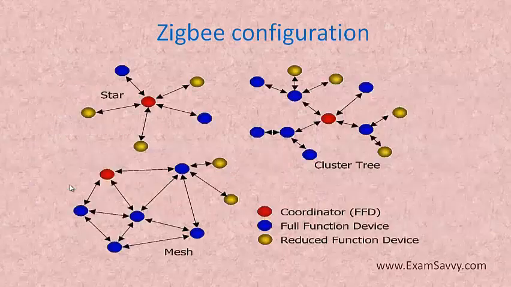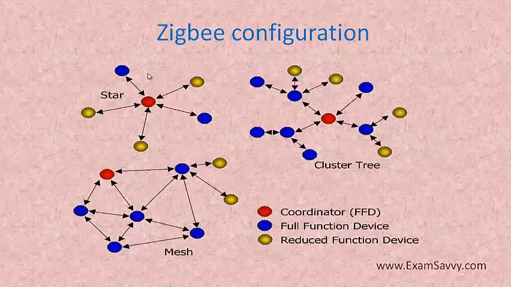In ZigBee, we have three types of configurations: star topology, mesh topology, and cluster tree. In all these topologies, we have at least one coordinator. Here the red mark indicates the coordinator. So in every topology there is a compulsion to have at least one coordinator. And gray with yellow coding is the reduced function device, which we can call end devices. And blue color indicates the full function device, which is called a router. These are all the topologies available for ZigBee.